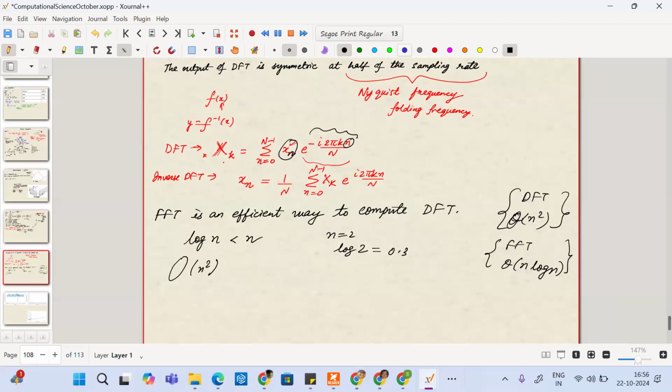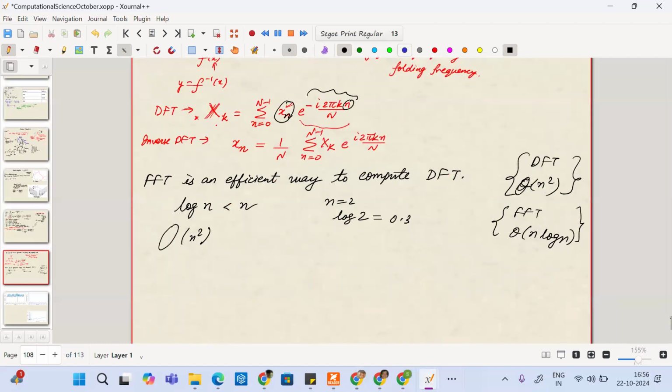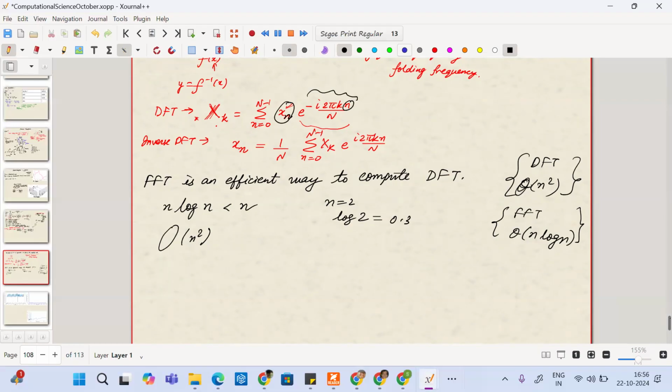Anyway, DFT is of order n square, but the fast Fourier transform will be of the order of n log n. That's what others have found out. And you know log n is less than n, so you can say n log n should be less than n square, since n is positive. So you can see that time has decreased, time has fallen.